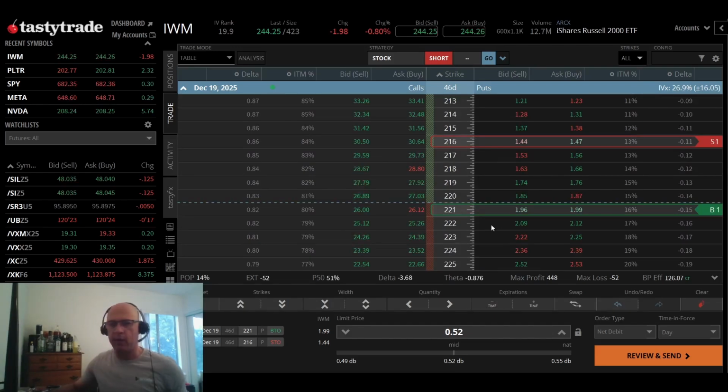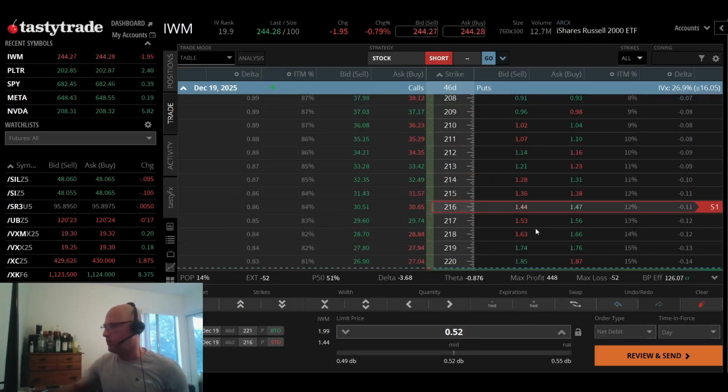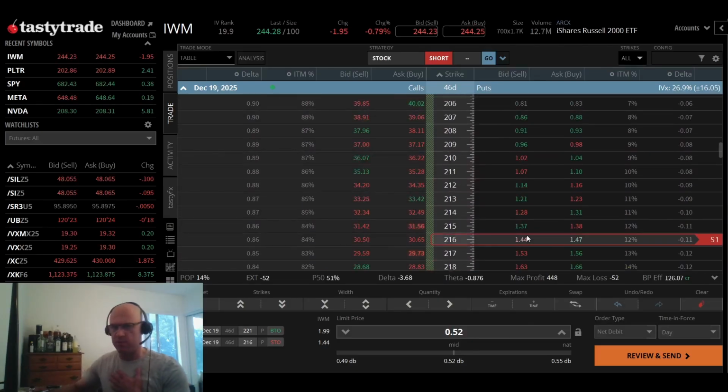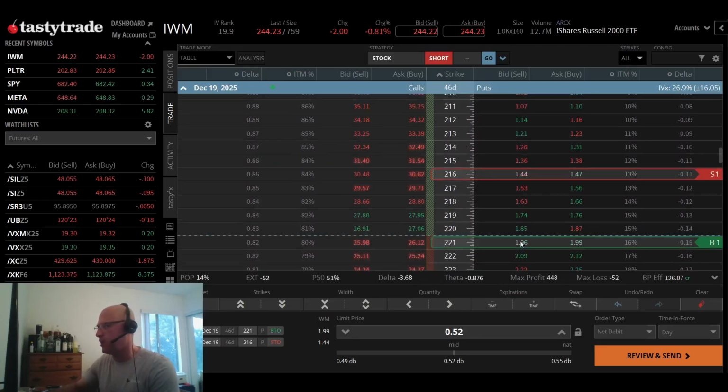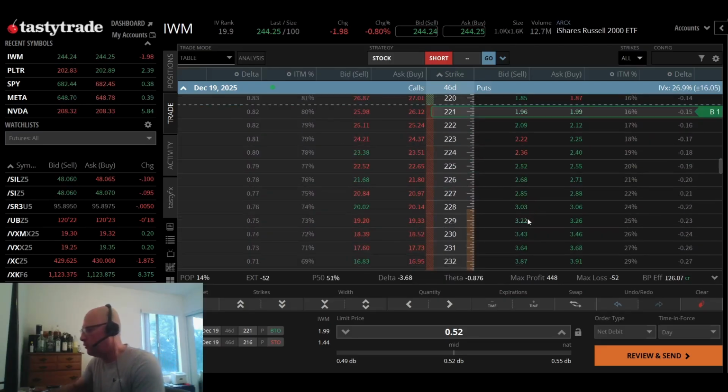So what would I want if I were to actually buy this spread and pay the 52 cents for it? I would want IWM basically to crash and go entirely through this spread. And I would make the full width of this spread here, which is basically $5 minus the debit I would pay for it. This is a low probability trade, however, so we see here that the probability of profit is only 14%.